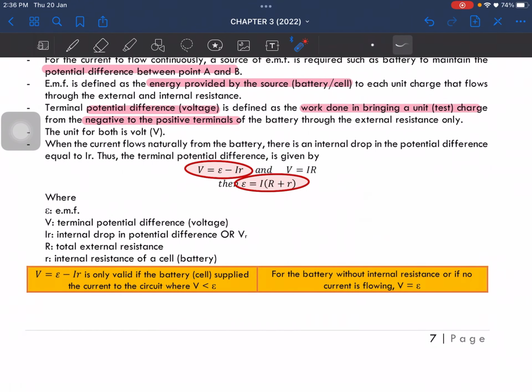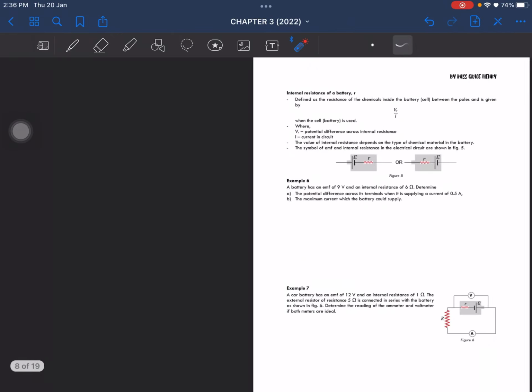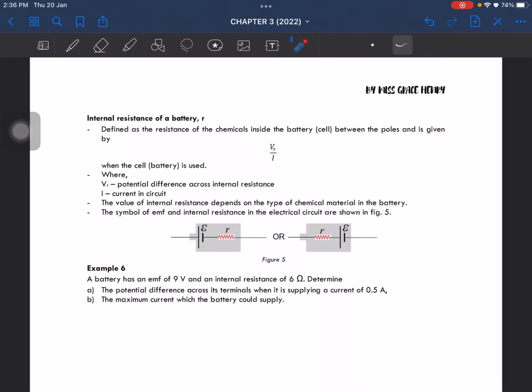Okay, all right, now internal resistance of a battery. So internal resistance of a battery, which is r, is defined as the resistance of the chemicals inside the cell. Okay, and it is calculated by using this equation here. Okay, this is only when the battery is used. When the battery is used, then it has internal resistance.